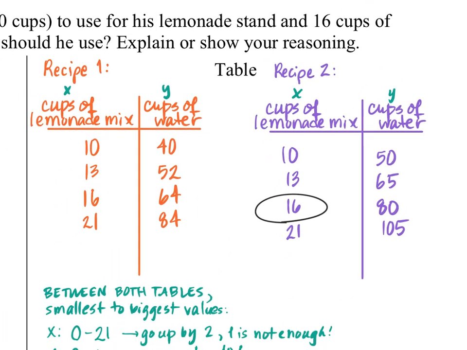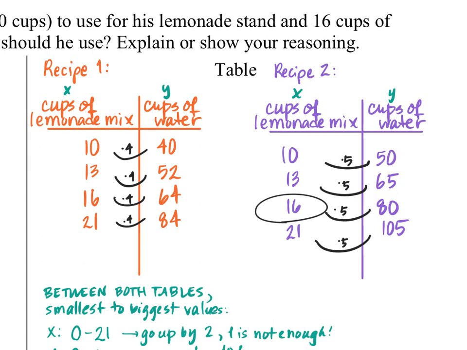Then go ahead and recreate a table, but for recipe 1, use the same X values and then try to get the corresponding Y values. We were given the 50, the 65, and the 105 in the recipe 2 table, and that was obtained by multiplying each X times 5. Do that again for the 16, and you get 80 cups of water. If you look at that constant of proportionality we pulled out of the equation for recipe 1, we got that 4 cups of water are needed for every cup of mix. So that's multiplying across the table by 4 to get each of those values. And 16 times 4 also gets us 64 cups of water needed for 16 cups of mix.